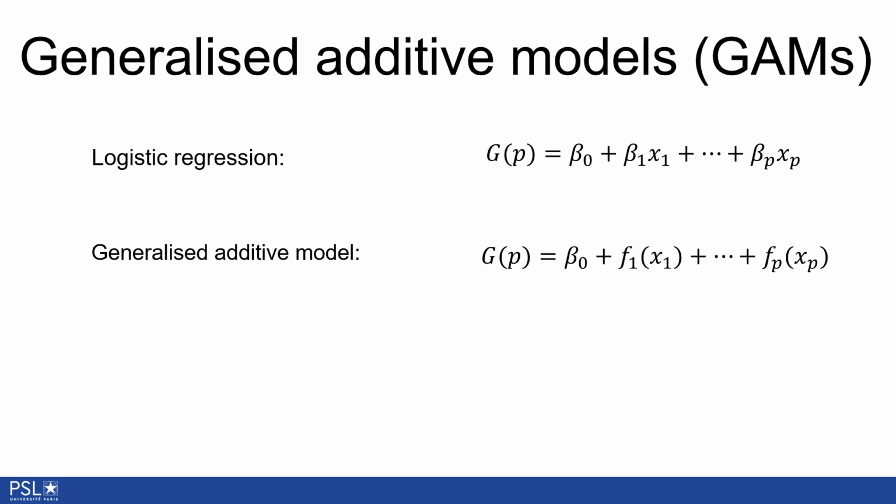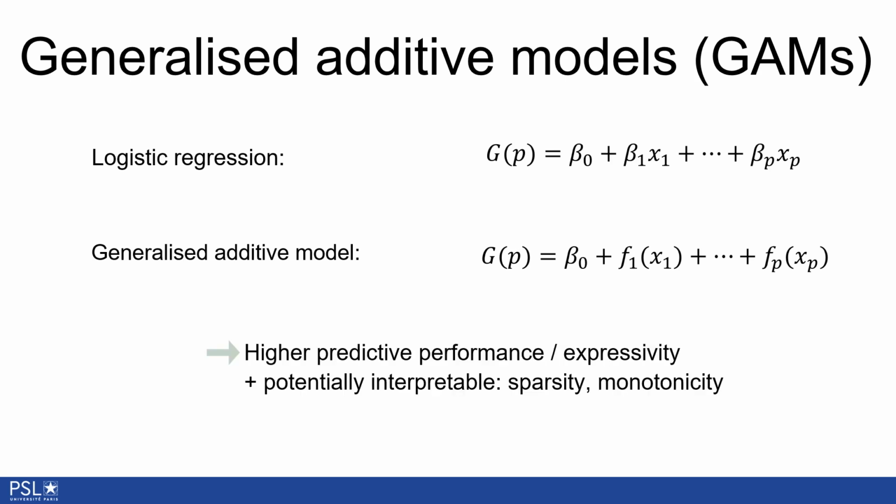Generalized additive models are an extension where the log odds are still a sum of functions of individual features, but these functions can now be nonlinear. The goal of such an extension is to have models with higher predictive performance or expressivity, but which is still potentially highly interpretable, in particular if they are sparse, meaning that they use a small number of features, and if they're monotonic. Here, monotonicity means that the individual nonlinear functions are monotonic functions of individual features, which makes their effects more transparent.